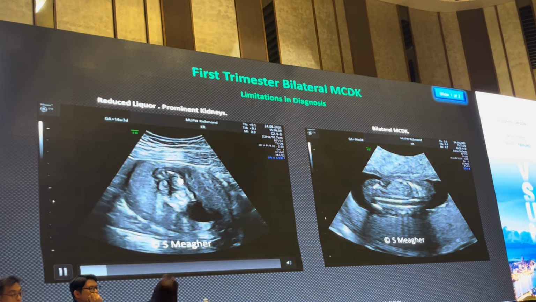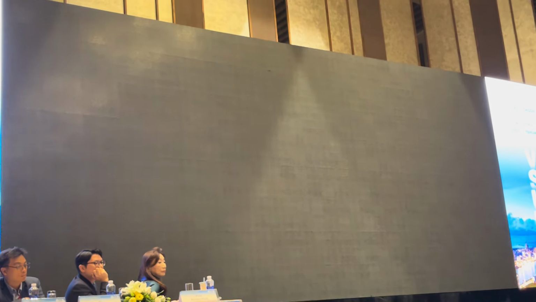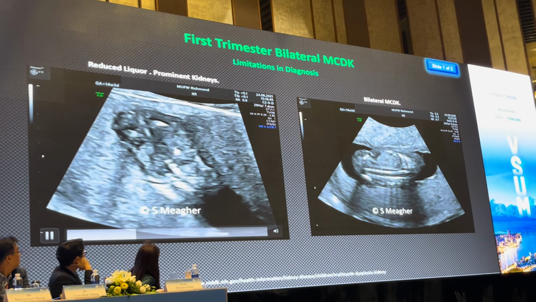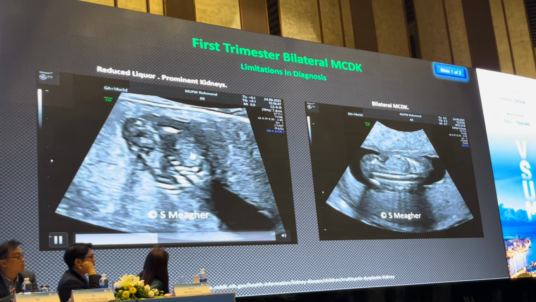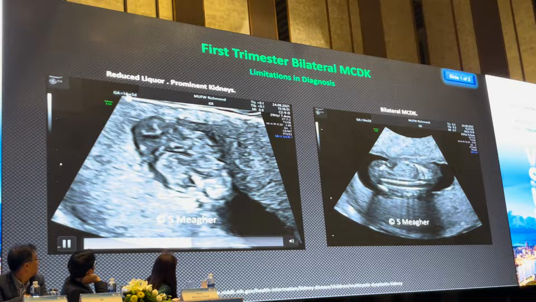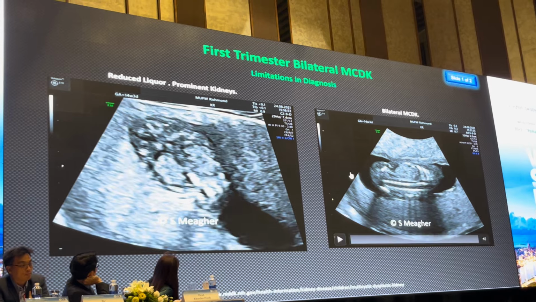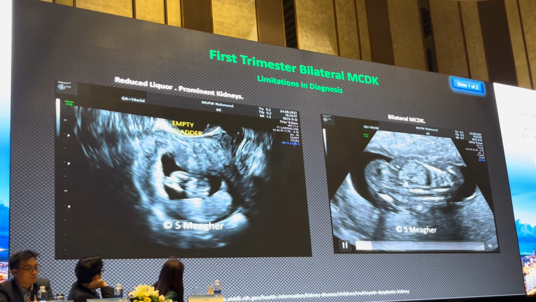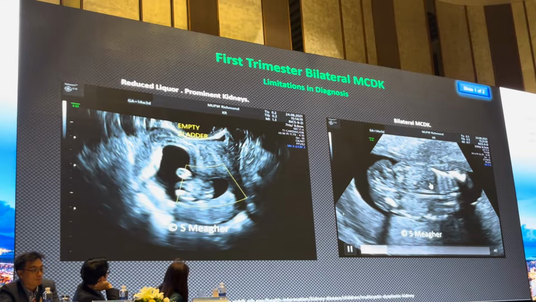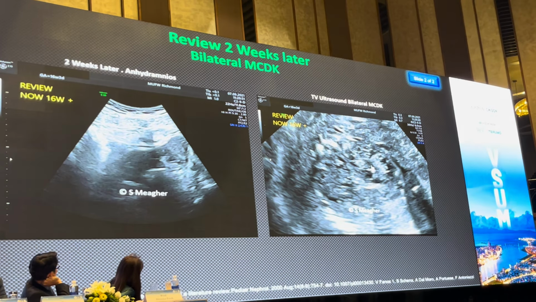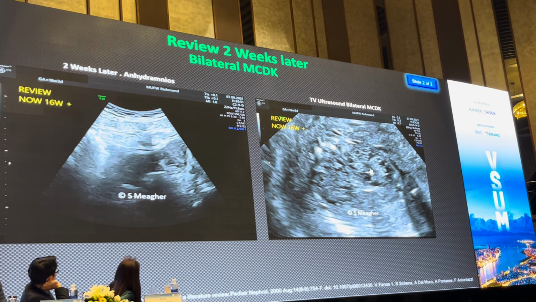This is a patient at 14 weeks of gestation where the kidneys appear slightly abnormal, but the most striking finding was that the liquor volume was slightly reduced, and that's what's called the sonographer's eye. Now when you look here at 14 weeks of gestation, you can see how subtle the finding is of multicystic dysplastic disease in the first trimester of pregnancy.